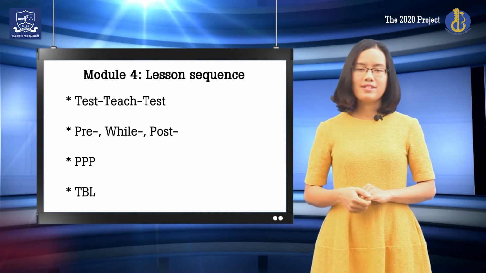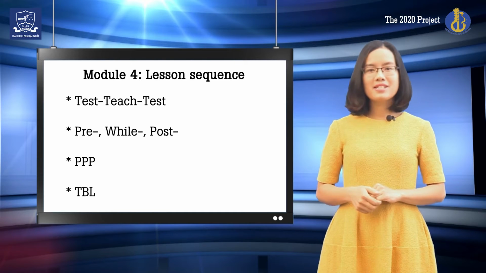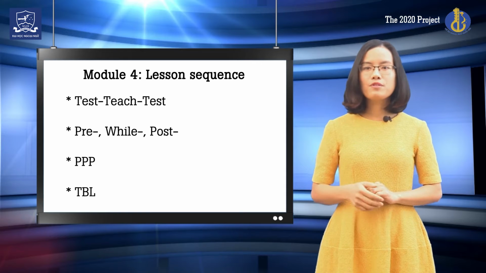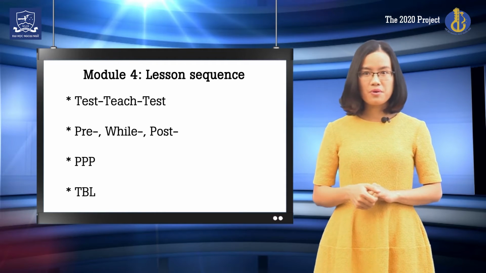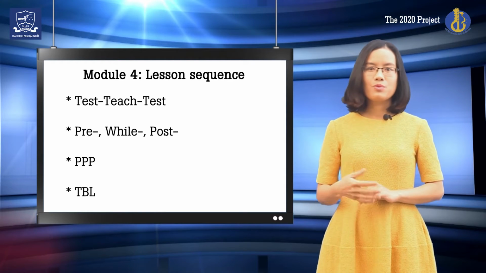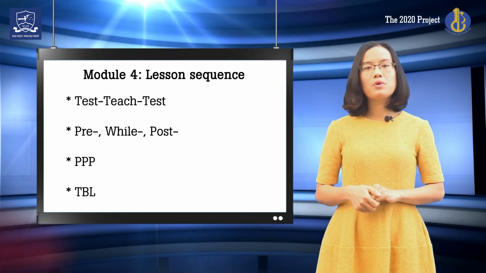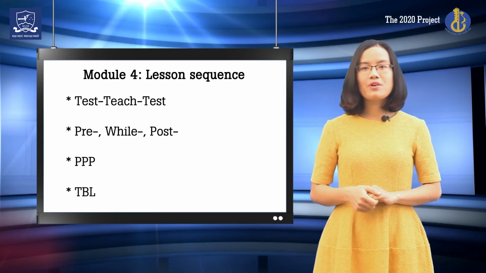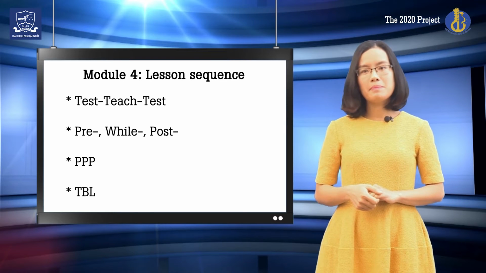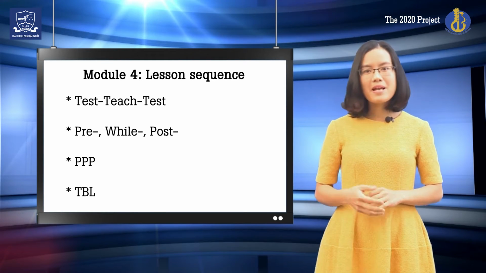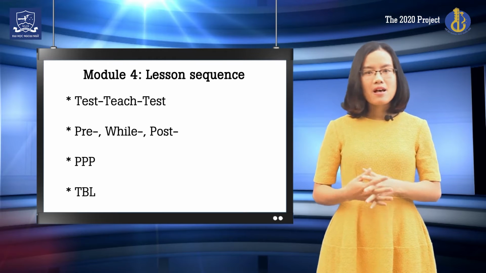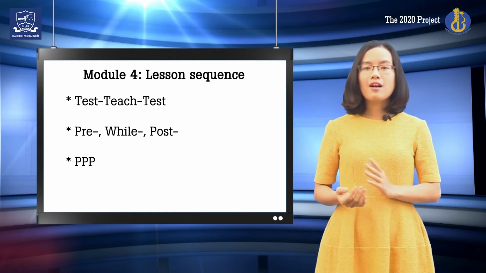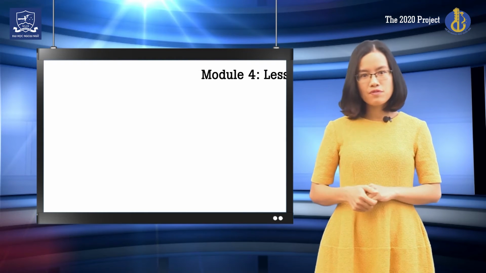The third sequence, PPP, presentation, practice, and production, is often referred to as the traditional PPP method to mostly teach grammar for lower-level students. The last typical approach is TBL, or task-based learning. TBL involves 3 main stages of pre-task, task cycle, and language focus.